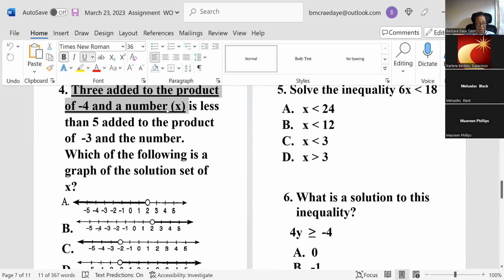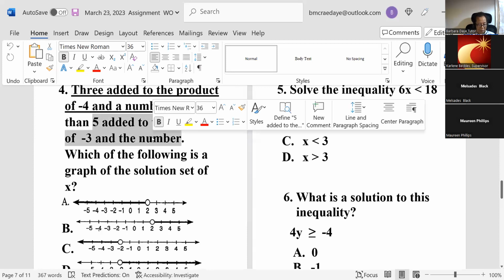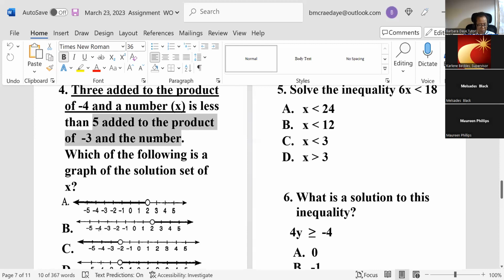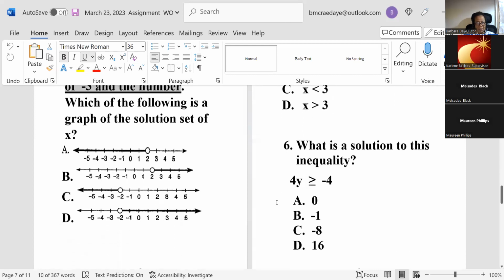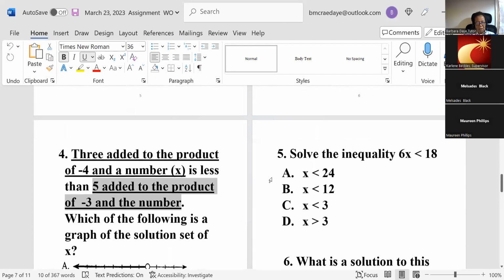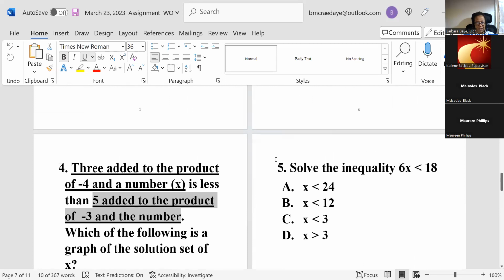Is less than 5 added to the product of -3 and the number. Okay, so that's 5 added to the product of -3 and the number. Okay, product means what? Multiply. That's right. So let me bring the 5 down here.